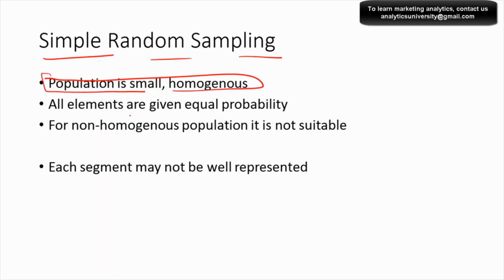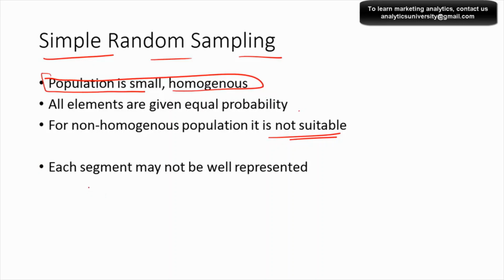And all elements are given equal probability. I've already said that. For the non-homogeneous population, it's not suitable. That means if you have different segments, then it's better to go for other types of sampling, and we'll talk about what type of sampling is suitable when you have different segments. We use stratified sampling there, and we'll see what stratified sampling is all about.